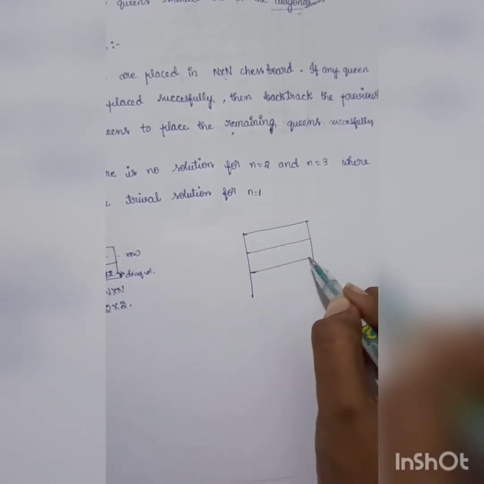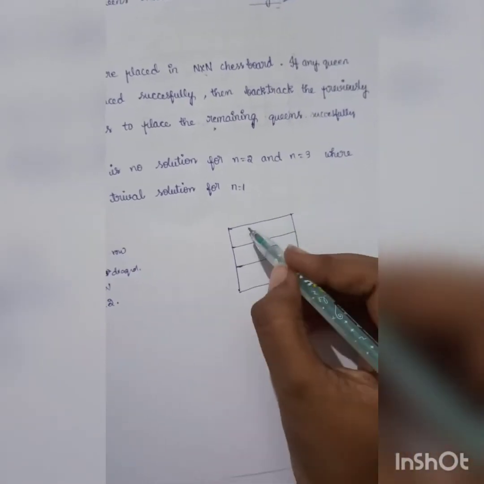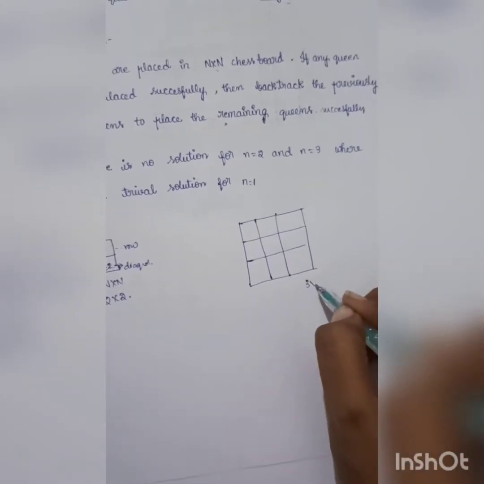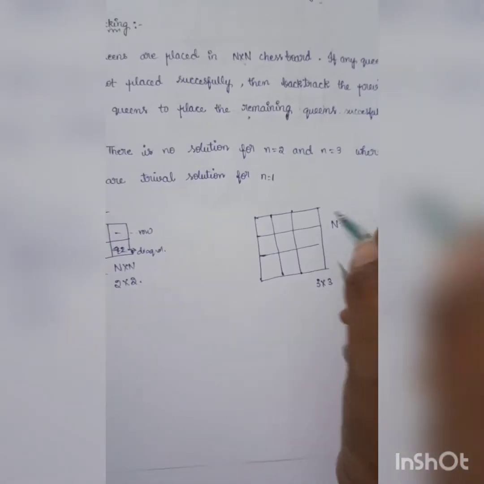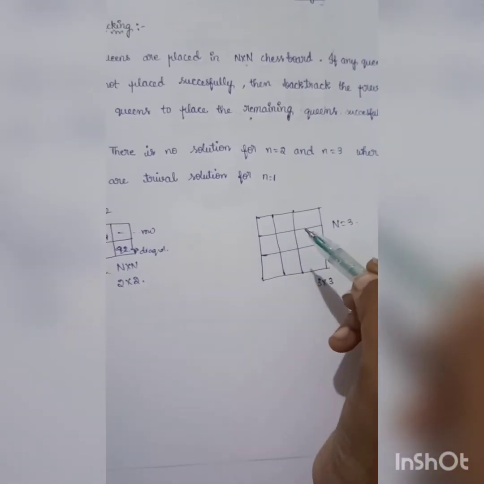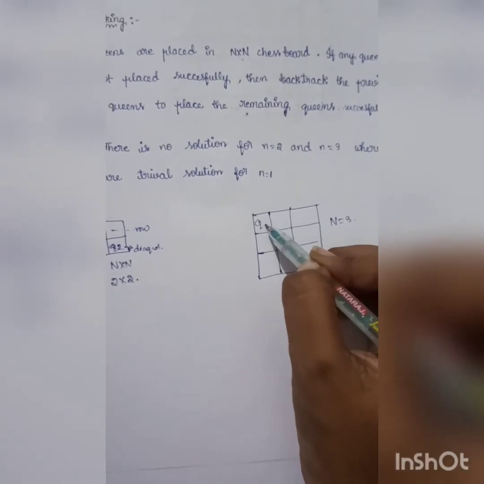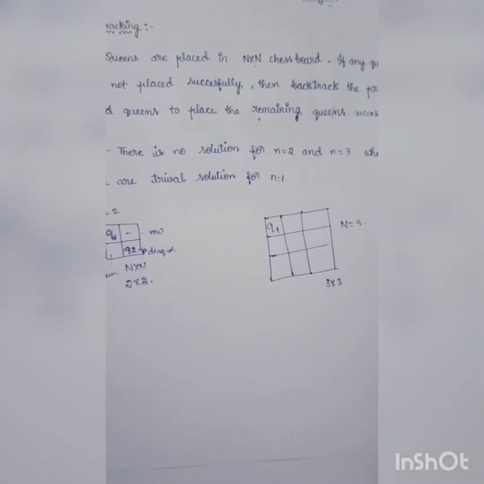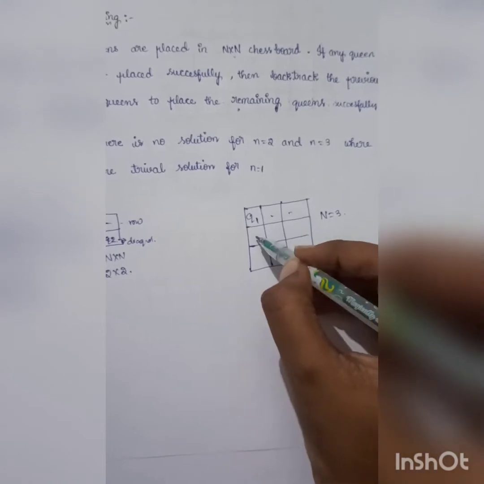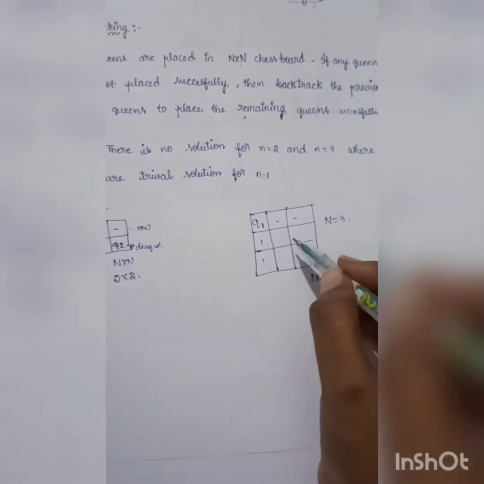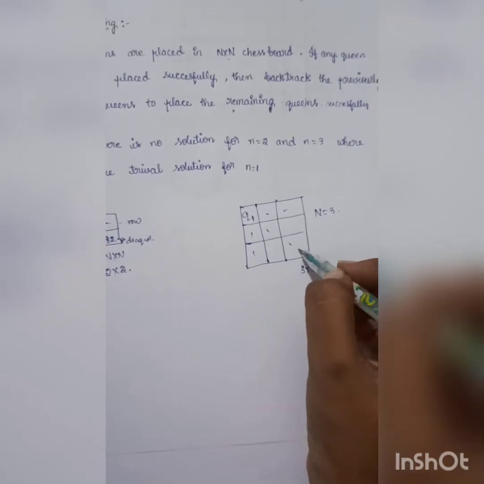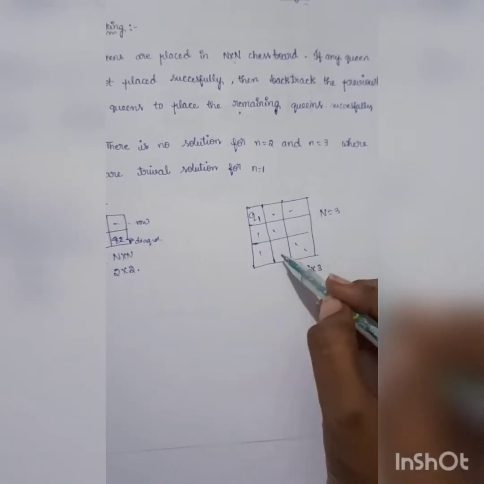For N equal to 3, we have to draw a 3 by 3 chessboard. This is a 3 by 3 chessboard where N is equal to 3. Now let us start by placing the first queen in the leftmost column. This will be Q1. So here we should not place in the same row, and we should not place the queen in the same column, and we should not place it in the same diagonal. Now we have two choices, either here or there.